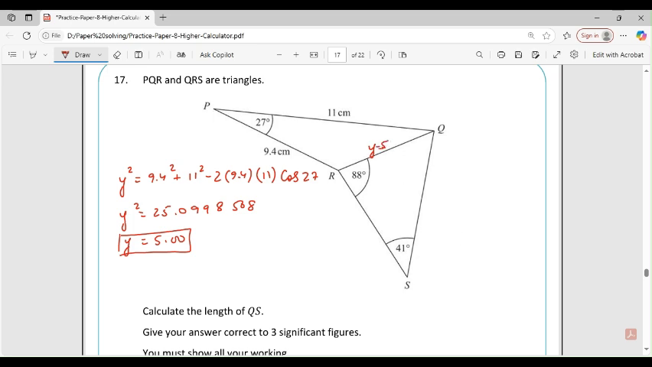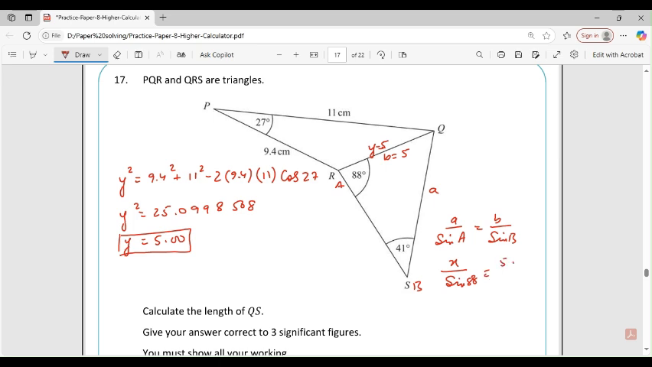Now we will use the sine rule. If I take this angle as small a, and this as small b, which will be equal to 5. Now I can use the sine rule very easily. x over sine a equals b over sine b. Putting in the values, this is the unknown value, and this is sine of 88.